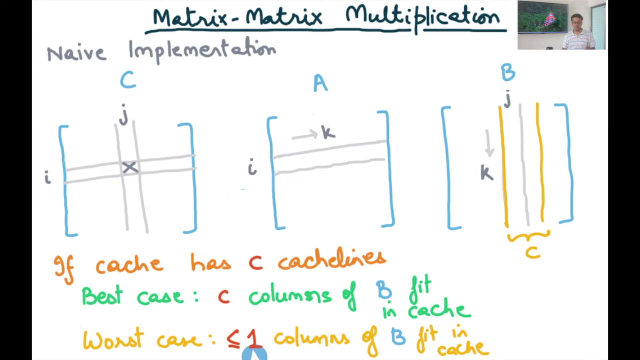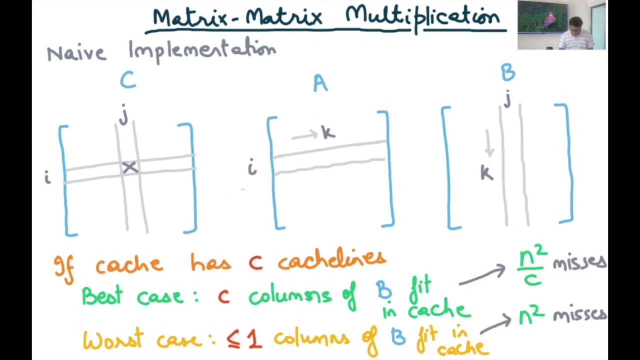The worst case is when less than or equal to 1 column of B fits in the cache. And the worst case is going to be the common case. If the arrays are big, then less than or equal to 1 column fits, because 1 column means n elements, and if n is some large number, let's say a million, then that's not going to fit in the cache, and so that's the worst case. But if n is, let's say, small, say 100 or something like that, then maybe the C columns can fit in the cache, and then I would have better answers.